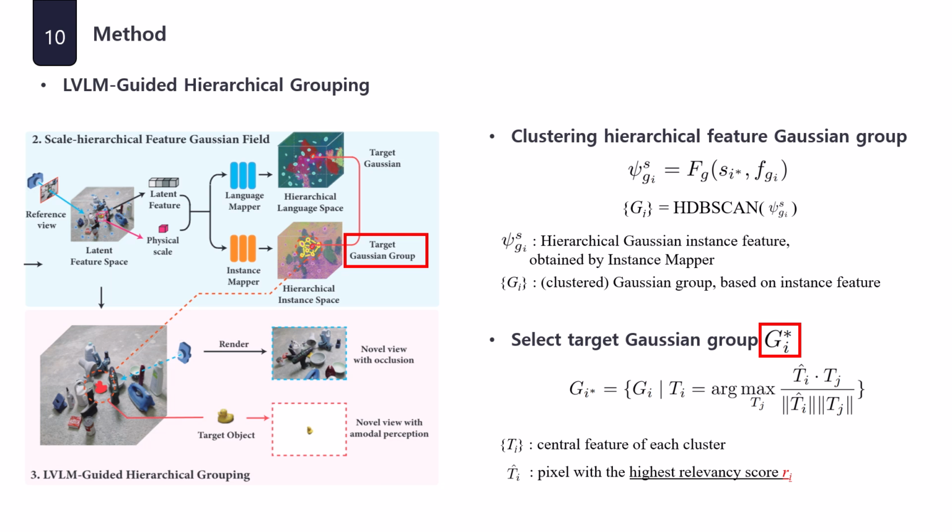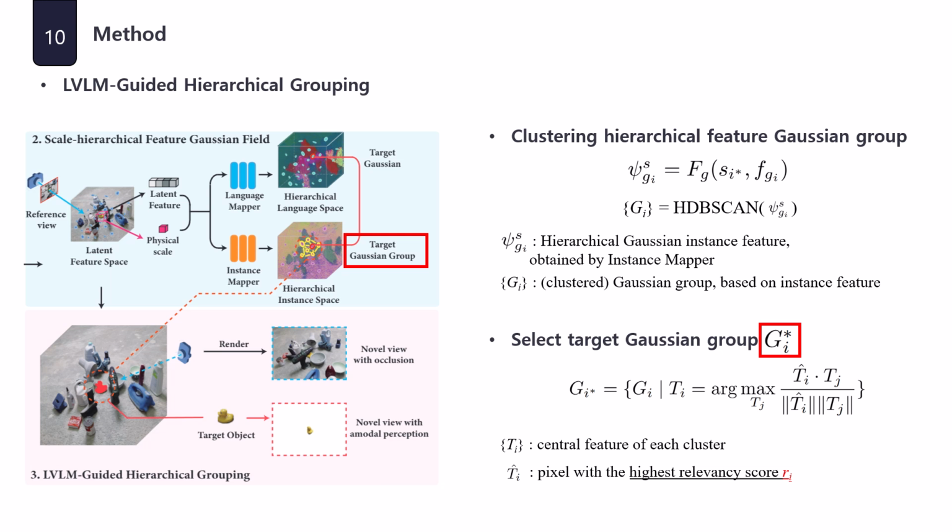Second, clustering hierarchical feature Gaussian group. These query-specific instance embeddings are then clustered using the HDBSCAN algorithm. This process groups the Gaussians based on their instance features, resulting in several distinct instance groups. Each represents a potential object or part of an object in the scene.